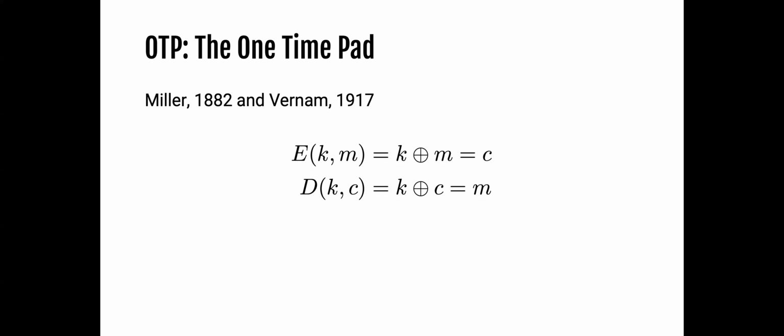It was invented by Miller and Vernam in 1882 and 1917. The way it works is very simple, and very similar to stream cipher. I would say modern stream ciphers are actually inspired by OTP, the one-time pad. The encryption, the ciphertext C, which is the output of the encryption function, is always equal to the XOR of the key and the message. On the other hand, the decrypted message is always equal to the key XOR C.